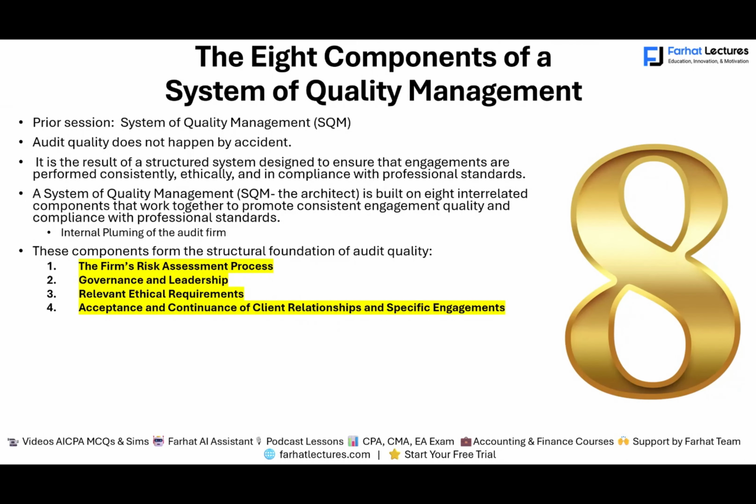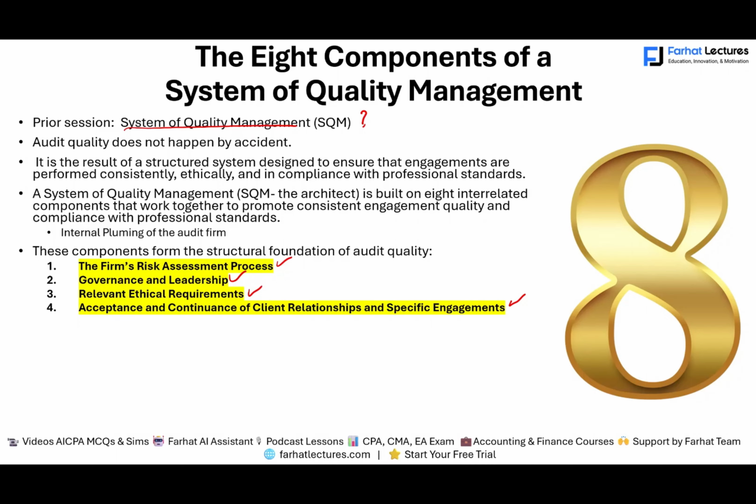In the prior sessions, we looked first at the system of quality management. What is that system? We talked about that. Then in the prior session, we started to look at the various components, the architecture, the elements of that system. Specifically, we looked at the firm risk assessment process as one element, governance and leadership, relevant ethical requirements, and acceptance and continuation of client relationships. In this session, we will cover the remaining four.